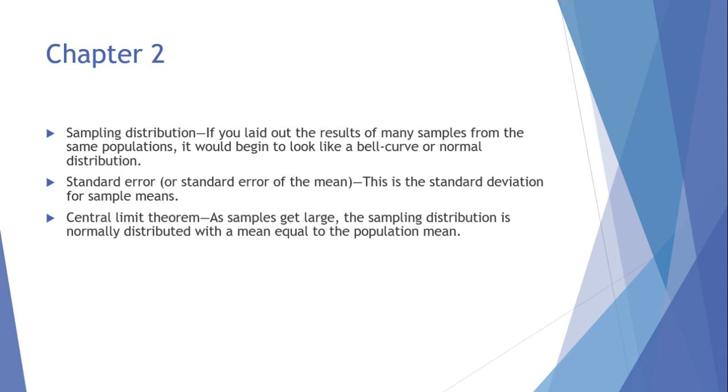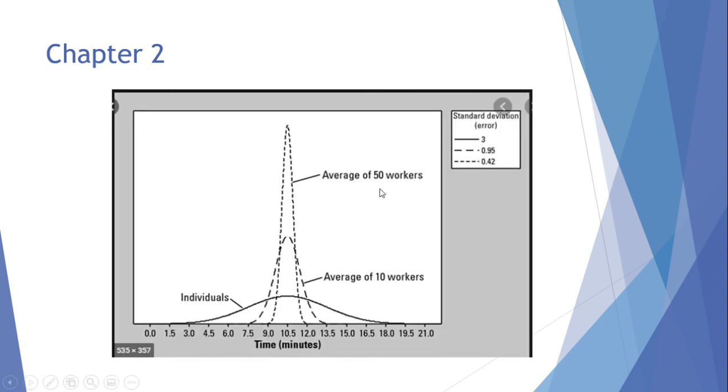The central limit theorem goes like this. As samples get larger, the sampling distribution is normally distributed with the mean equal to the population mean. So as samples get big, in real life we don't do 20 or 30 samples, but just imagine that we did. If those samples are bigger, if they're based on 50 people or 100 people or 500 people instead of 5 or 10, then when you imagine you do all of those samples and you lay them out on a graph, they're going to look skinny like this one because you got nice big samples.